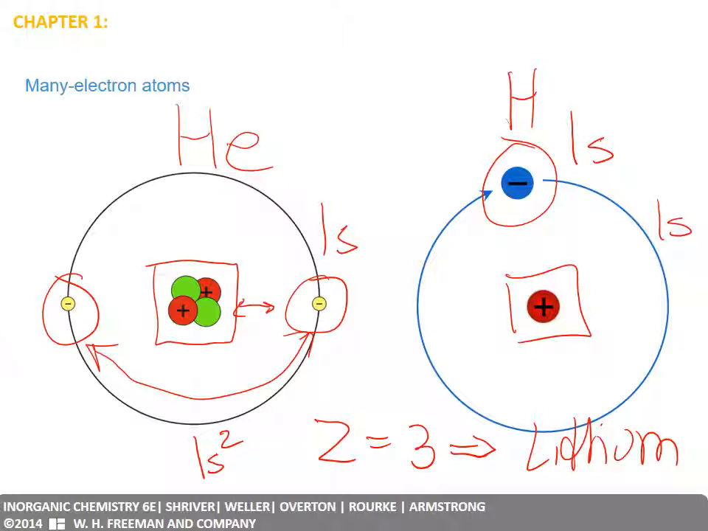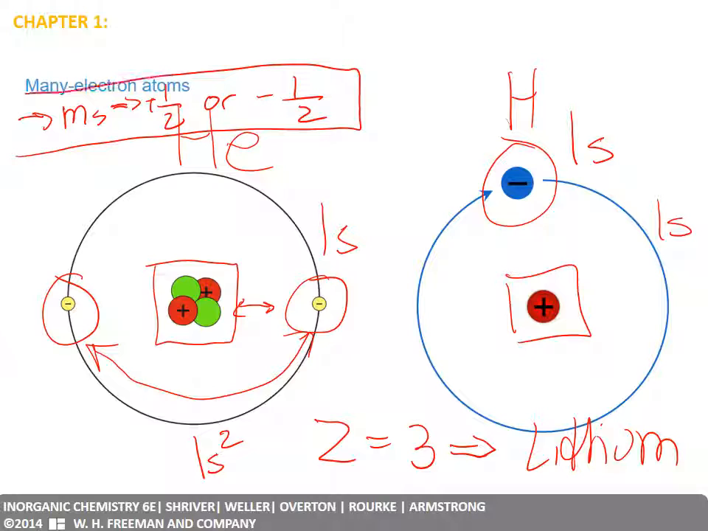Remember the spin. The spin is ms, and it could be either positive 1/2 or negative 1/2. If you do not remember this, please refer to the previous lecture. And remember, the spin is also represented as up and down arrows. So if one electron has a spin of +1/2, then the other electron will have to have a spin of -1/2.